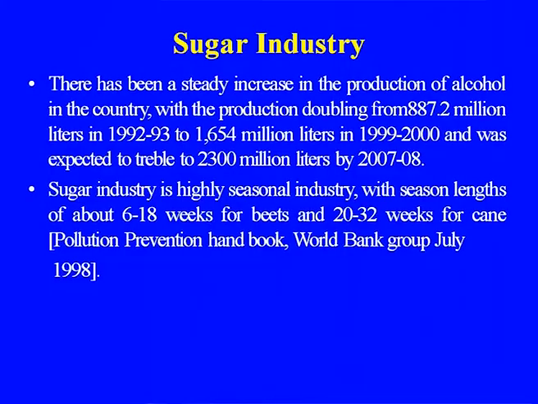The sugar industry is a highly seasonal industry. This is one of the problems in the sugar industry, with a season length of about 16 to 18 weeks for beets, because beet is also one of the sources of sugar, and 20 to 32 weeks for cane. But here we'll be discussing mostly sugar from cane and from sugar to alcohol.